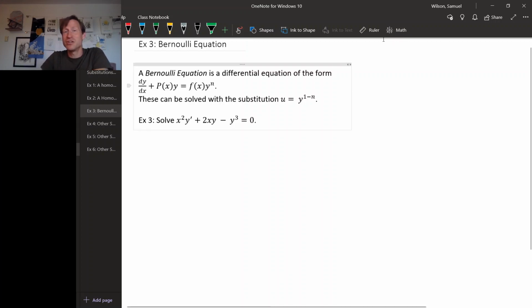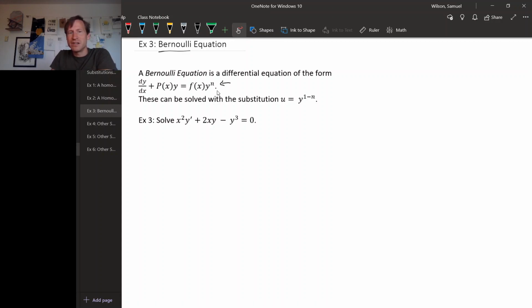Here's a type of equation that you can solve using a substitution. It's called a Bernoulli differential equation, and here's the general form of it. dy/dx plus some function of x times y is some function of x times y to the n. If n is 0, then this equation is separable, and if n is 1, then it's linear. So this is really only interesting if n isn't 0 or 1.